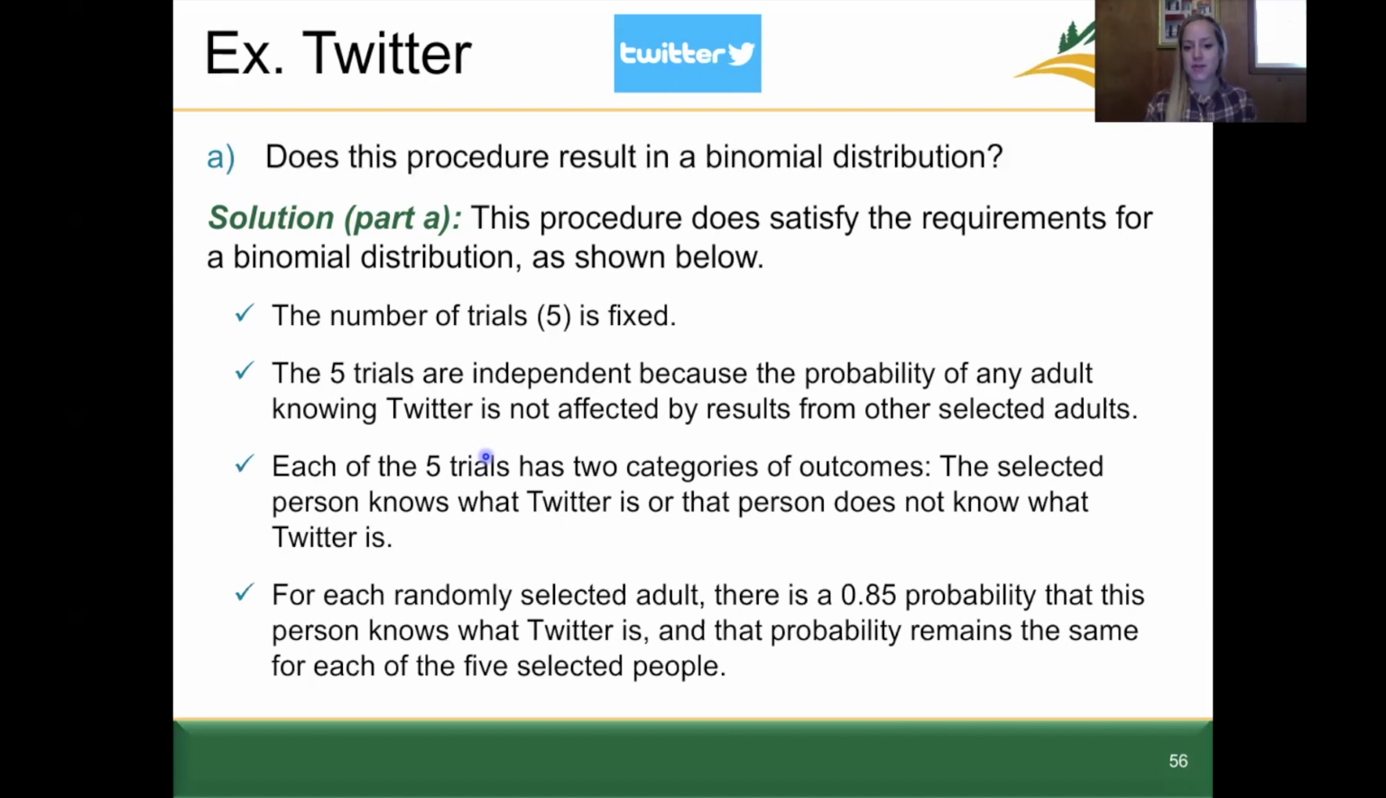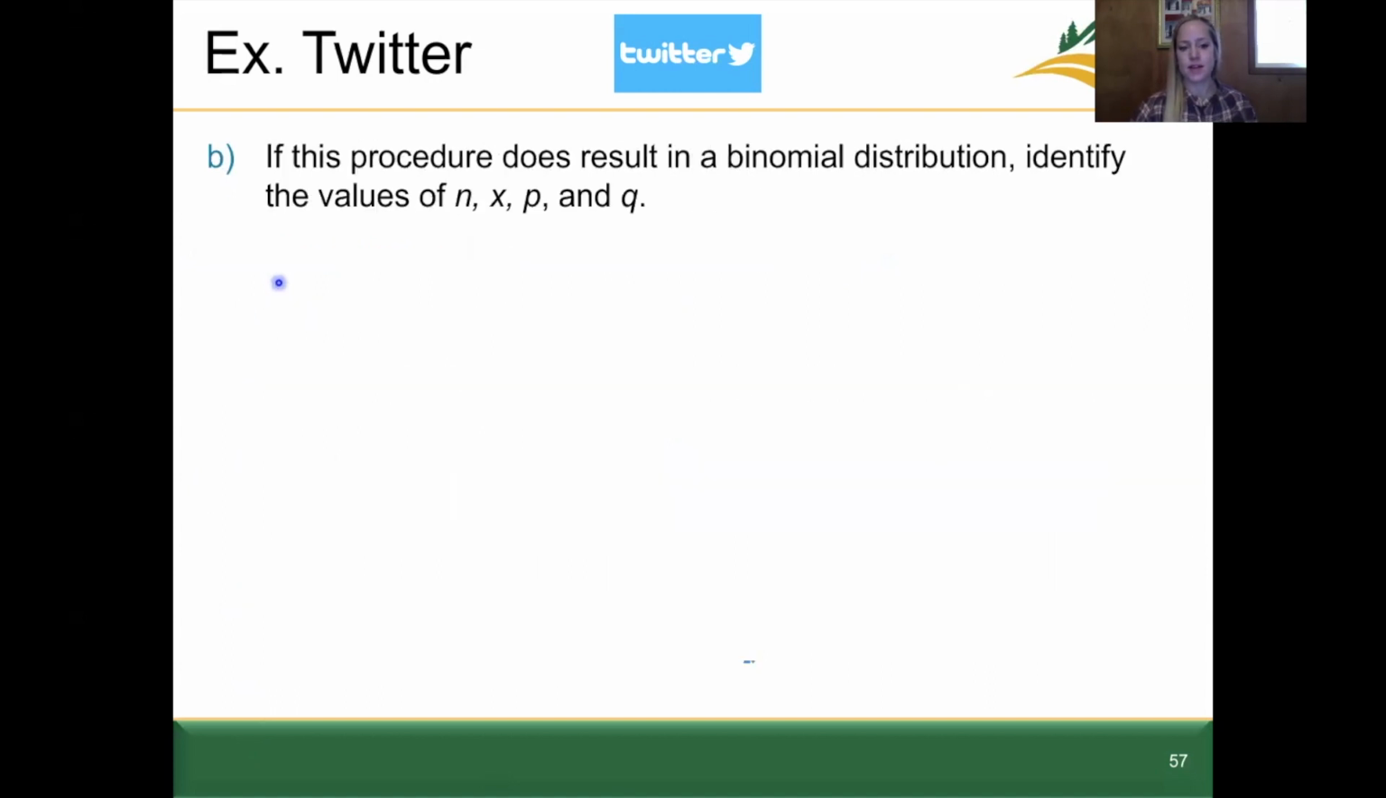For the second person we select, that probability remains the same. It doesn't go up, it doesn't go down. So for each of the 5 people, we'll have a 0.85 probability that they know what Twitter is. That probability is the same for each of our people. So all of these 4 requirements lead us into saying that yes, this does satisfy the requirements for a binomial distribution. Now we can go on to B because we know A to be true.